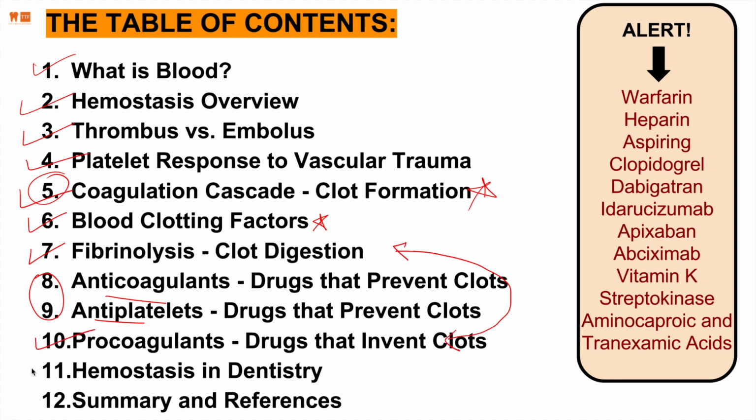Moving on to hemostasis in dentistry, how a dental environment deals with local blood loss, and then of course a summary. I've started adding this alert window here. It just lets us know that we need to keep our eyes out for several of these terminologies. In this lecture, we want to keep our eye out for warfarin, heparin, aspirin, there's no G here, apologies for that, clopidogrel, dabigatran, idarucizumab, apixaban, and the other mab, as well as vitamin K, streptokinase, aminocaproic acid, and tranexamic acid. So we'll take a look at what they are.